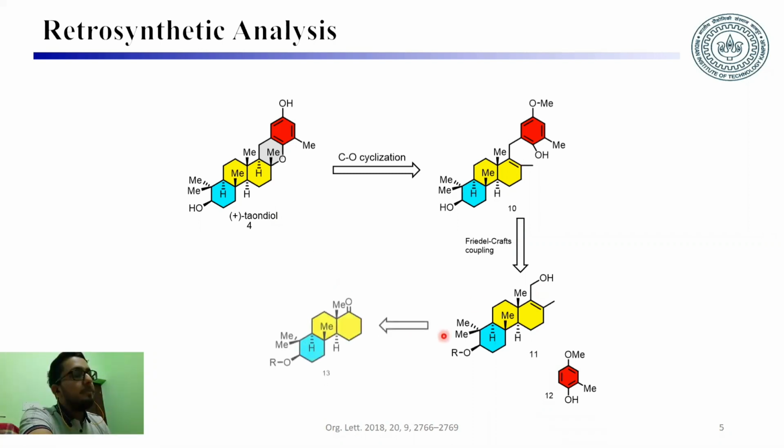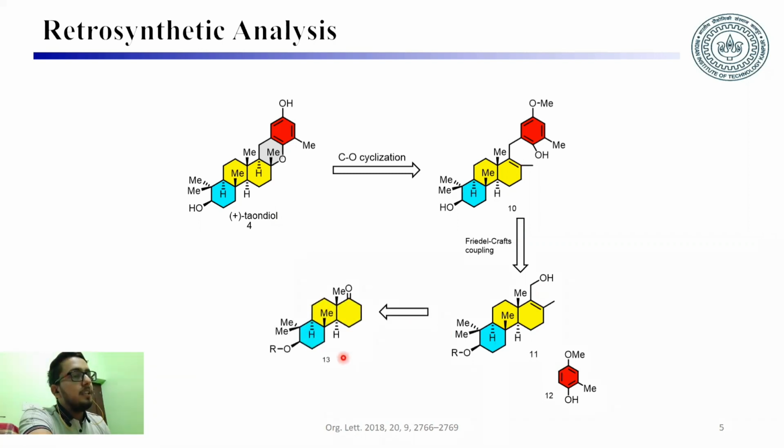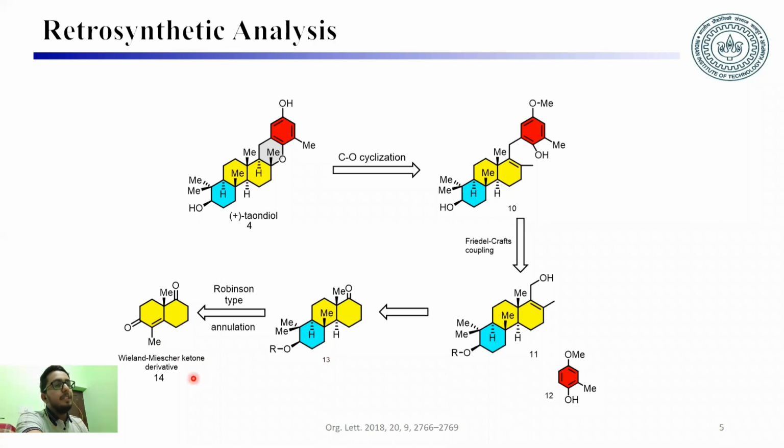Also, this molecule can be made from molecule 13. We will see during our synthesis how this ketonic group is changed to this allylic alcohol, and this molecule 13 is made from a Wieland-Miescher ketone derivative by using Robinson annulation. So this is the whole planning of the group. By starting with the Wieland-Miescher ketone derivative, they first synthesize molecule 11, and using molecules 11 and 12, they will synthesize molecule 10, and on C-O cyclization this will give the Taondiol molecule. So this is the whole planning.